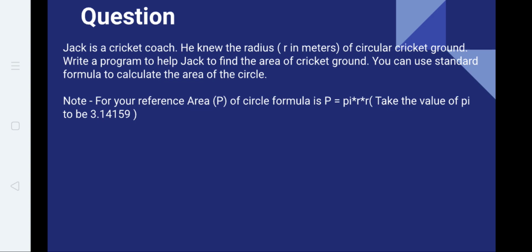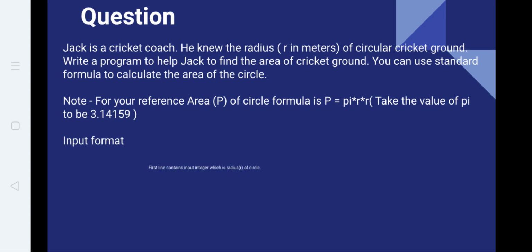For reference, we know that pi is equal to 3.14159, and the area of the circle formula is pi into r, which is pi r square. That is the note given over here.